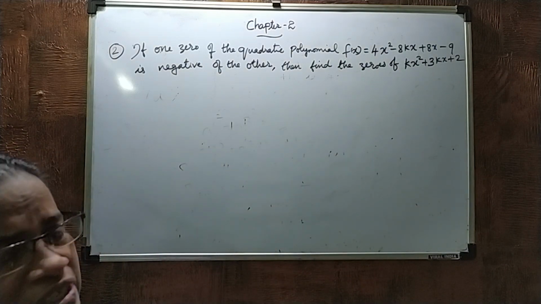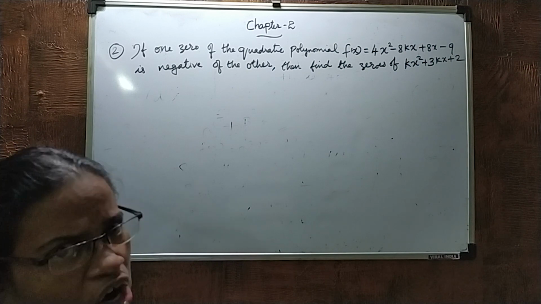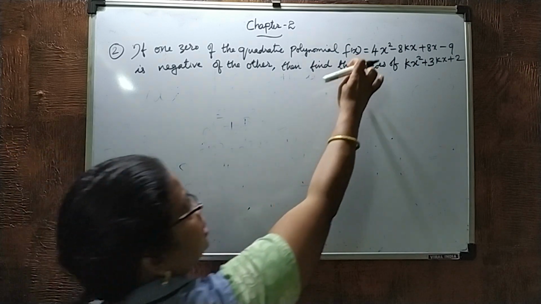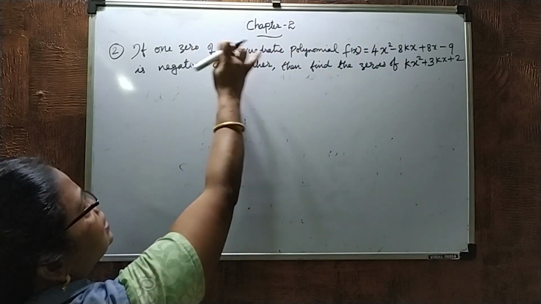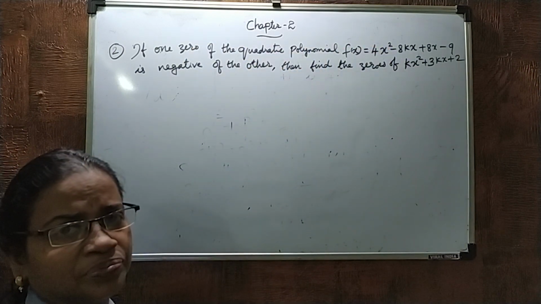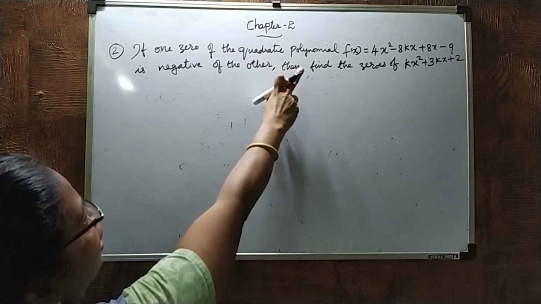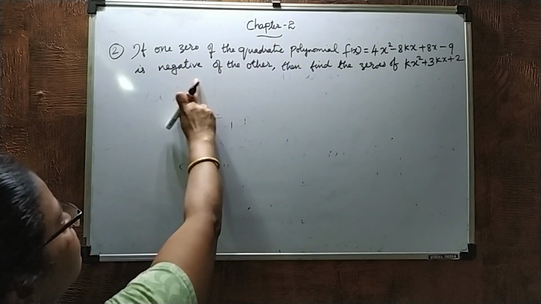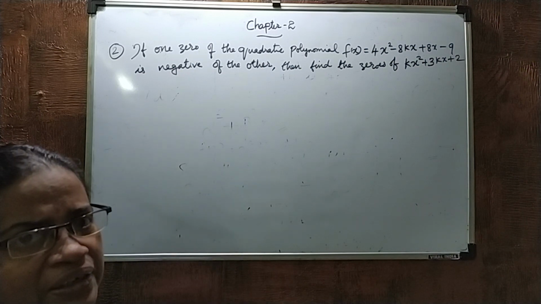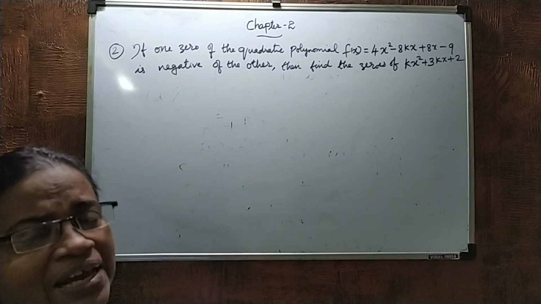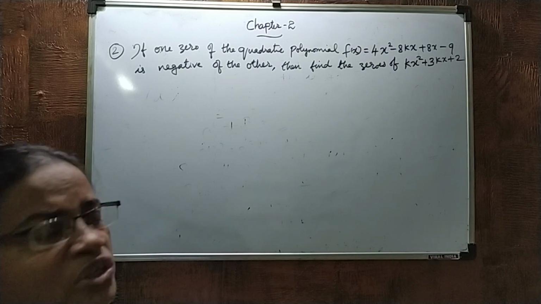So what do you have to do first? You have to find the value of k. How will you find the value of k? Using this f(x) and the zeros. What had they given you first? One zero of the quadratic polynomial is the negative of the other. So if one is alpha, you take the other as negative alpha. So you will write now.